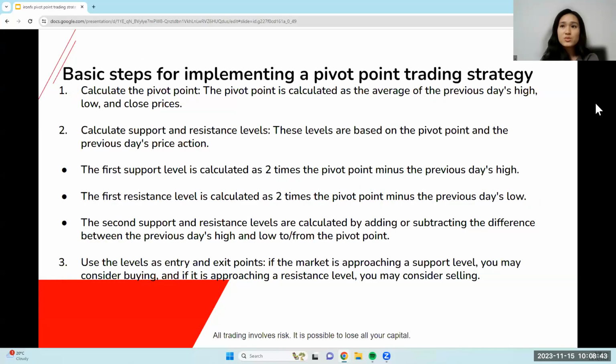Some basic points. So this is what I was talking about, how to calculate your pivot points. But as I mentioned, these are normally calculated for you. So firstly would be to calculate the pivot point. Secondly, calculate the support and resistance levels. And then lastly would be to use the levels as entry and exit points. So if the market is approaching a support level, you can consider buying. And if it's approaching a resistance level, you can consider selling.